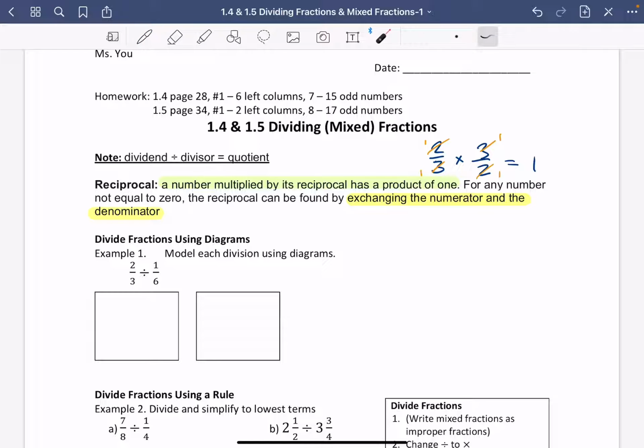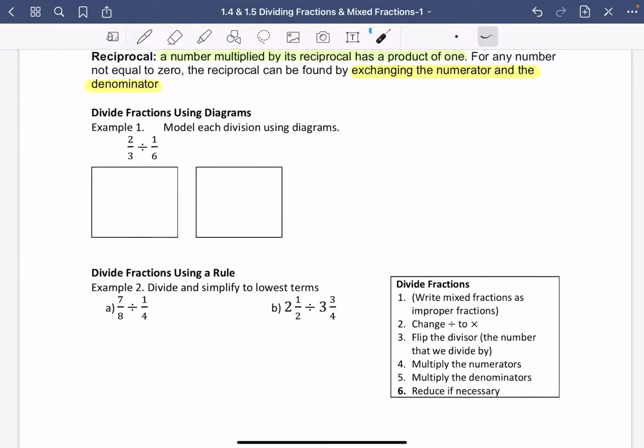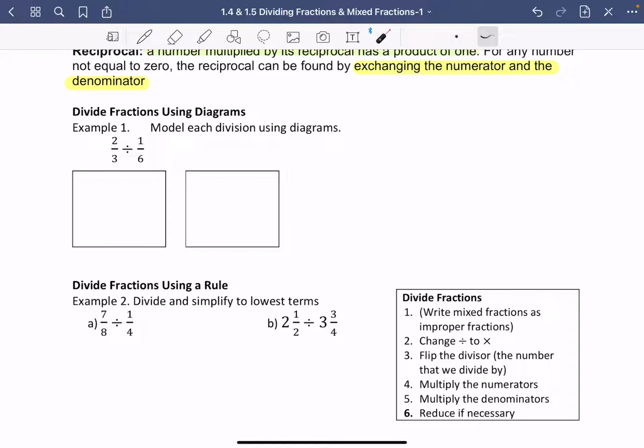Okay, and now because we're learning division, let's talk about the three terms of division first: dividend, divisor, and quotient. Dividend divided by divisor is equal to quotient. Yeah, we need to know that. Okay, so let's start with dividing using a diagram.